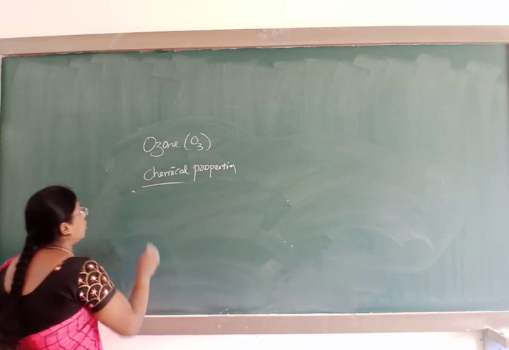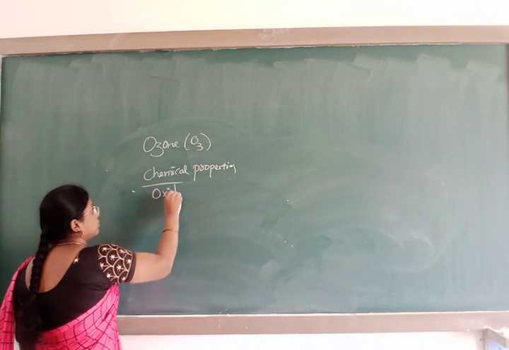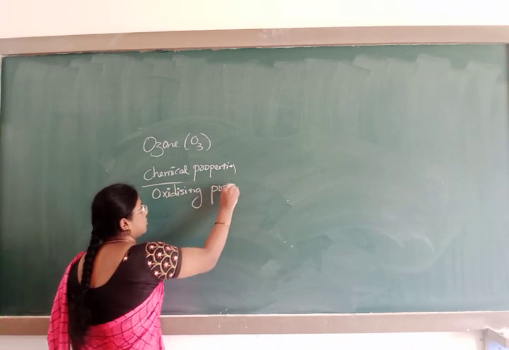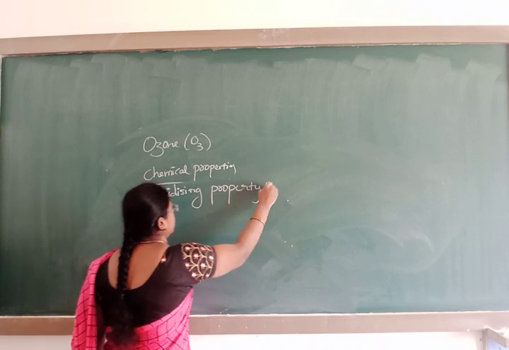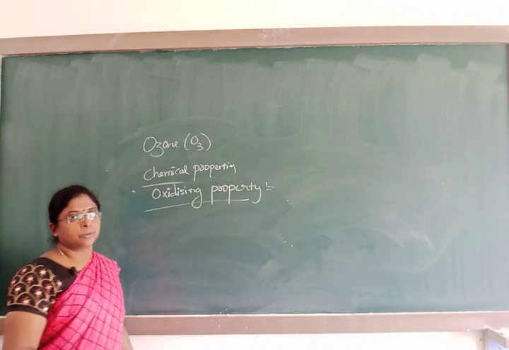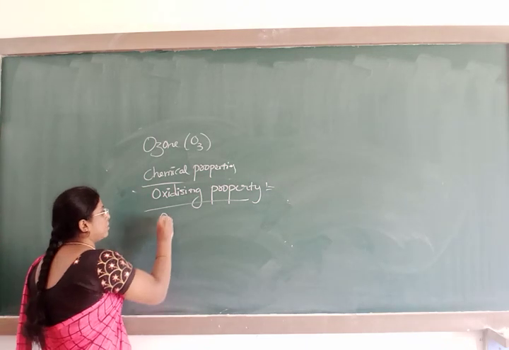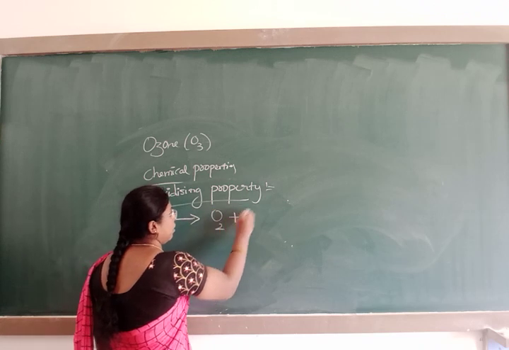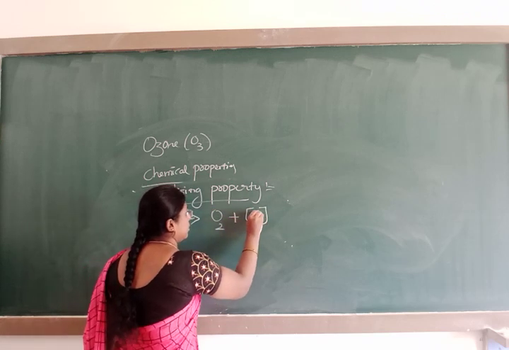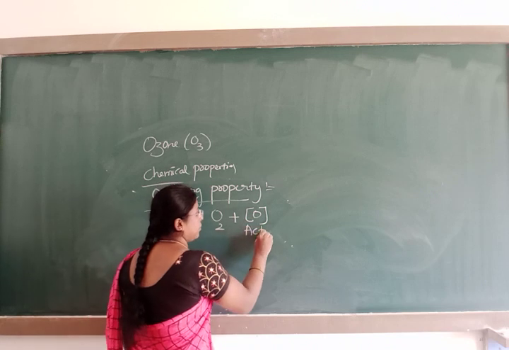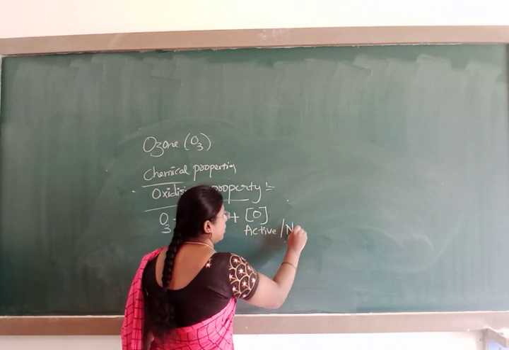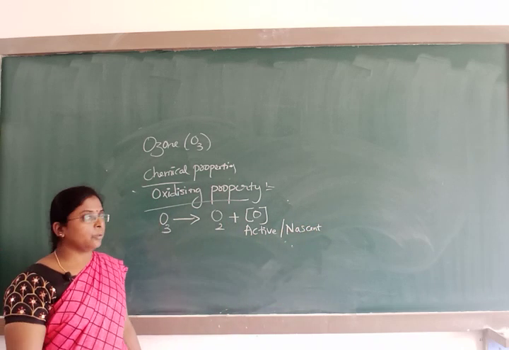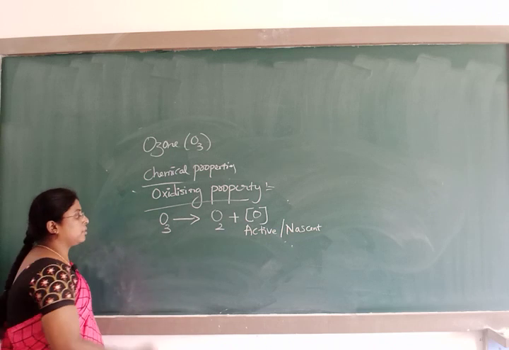Next comes the oxidizing property. Ozone acts as a good oxidizing agent because on decomposition, it forms dioxygen, O2, and along with that active oxygen is obtained. This is known as active or nascent oxygen. Due to the formation of this nascent oxygen, ozone acts as a good oxidizing agent. It is used in various reactions.